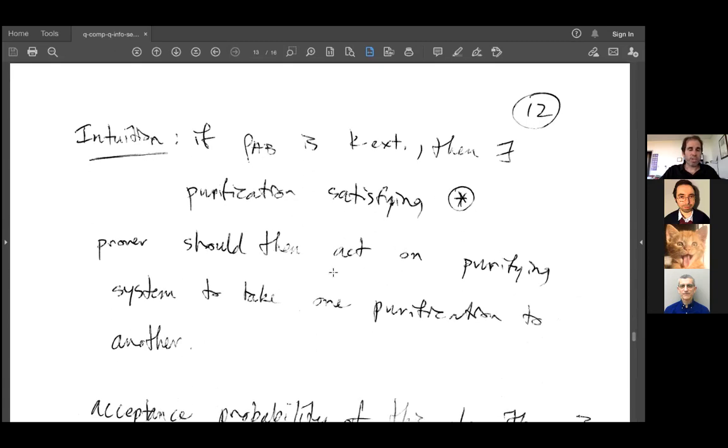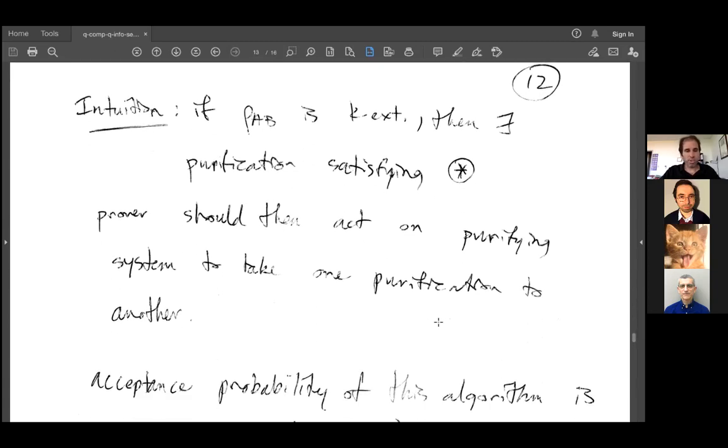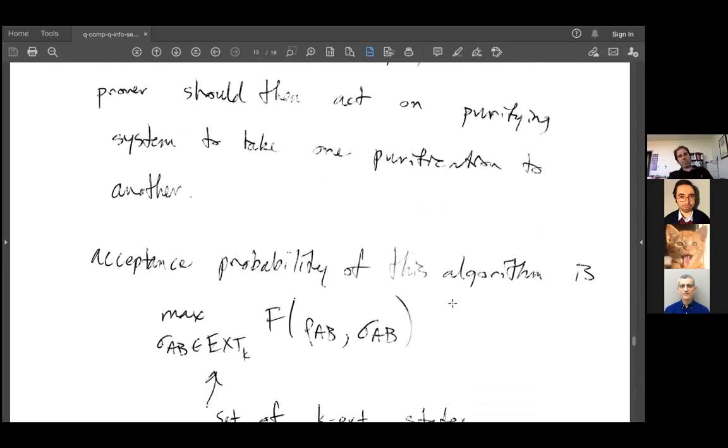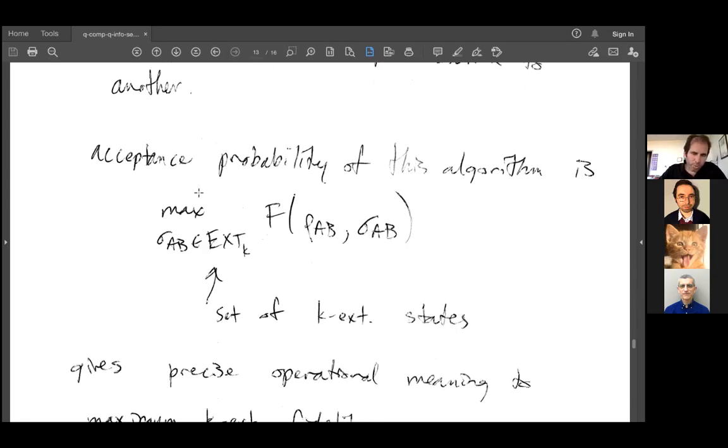And then the prover can act on the purifying system to take one purification to another. What we prove in our paper is something very interesting, and it's related to statements in the earlier paper with Patrick Hayden and Kevin Milner. We can prove that the acceptance probability of this QIP2 algorithm is the maximum K extendable fidelity. That's not obvious, and I don't have time to explain it. But if you're interested in that, I could send the draft, or you'll just see it in a week.